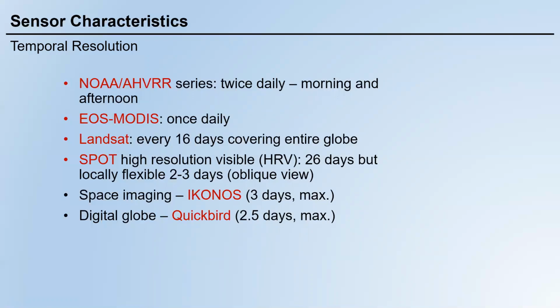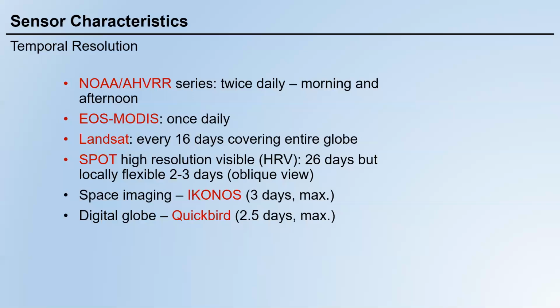Series twice a day, morning and afternoon. Oh, you will say, why is it so fast? Because there could be one sensor on multiple satellites. And MODIS, EOS MODIS, is once daily.